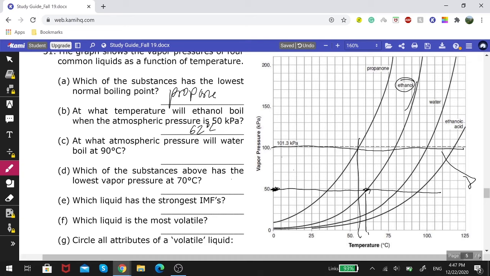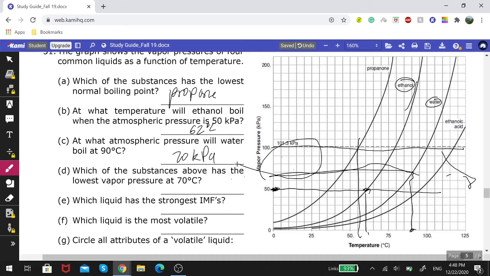At what atmospheric pressure will water boil at 90 degrees? Water, this line is water. 90 degrees is 75. This is 90 degrees. So about 70 kPa.